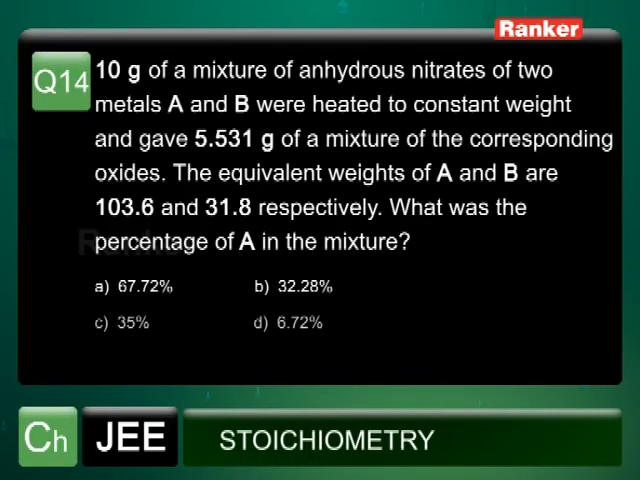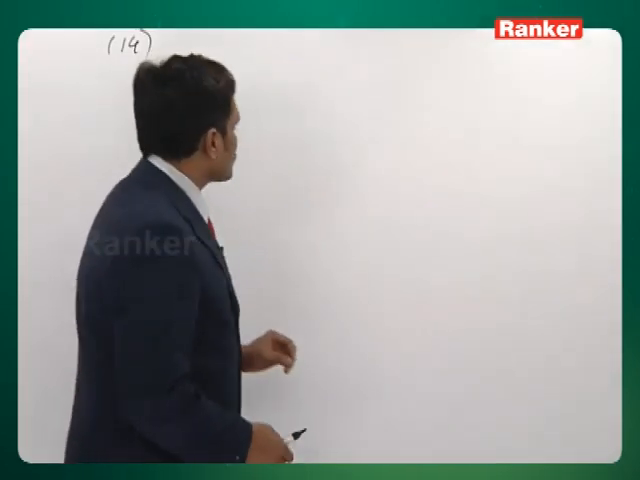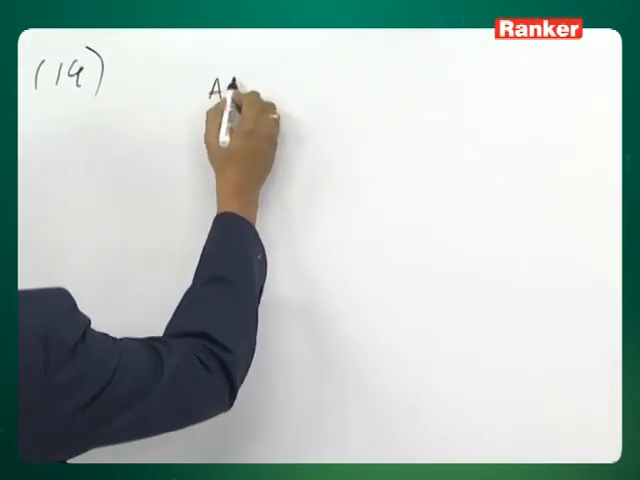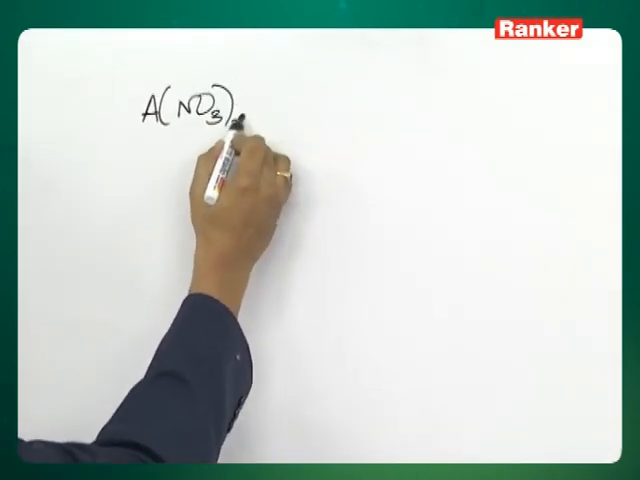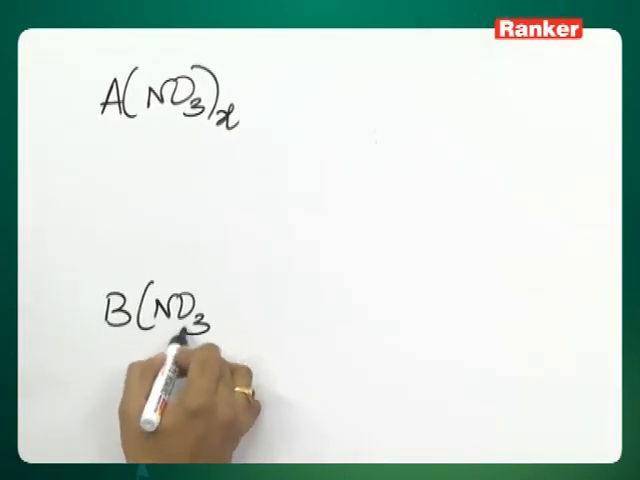Now we have 10 gram of a mixture of anhydrous nitrates of two metals A and B which are heated to constant weight and gave 5.531 gram of a mixture of the corresponding oxides. The equivalent weights of A and B respectively are 103.6 and 31.8. Then you have been asked to find out the weight percentage of A in the mixture, but not ANO3. I mean to say the nitrate of the mixture. What I mean to say is that you have the nitrate of A as well as the nitrate of B.